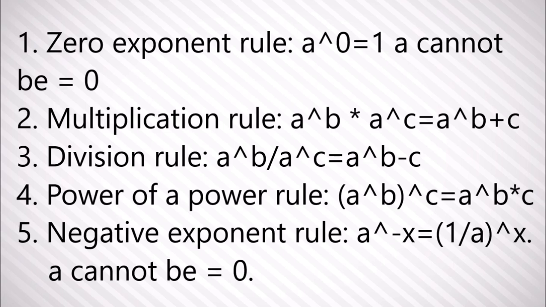Number 5 is a negative exponent rule, which means that if you have a exponent negative x, that means you have a negative exponent. All you have to do is it'll equal, in brackets, 1 over a, and outside the brackets is your exponent x. Making it 1 over a causes the exponent to change to a positive. And therefore you can simplify or solve and evaluate whatever you need to do. And also your a cannot be 0.